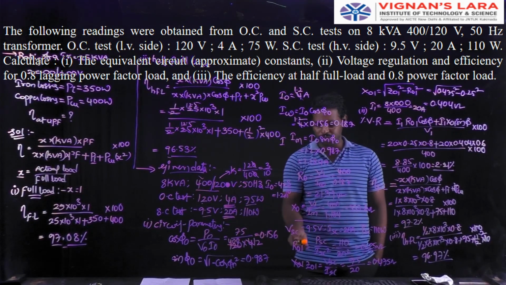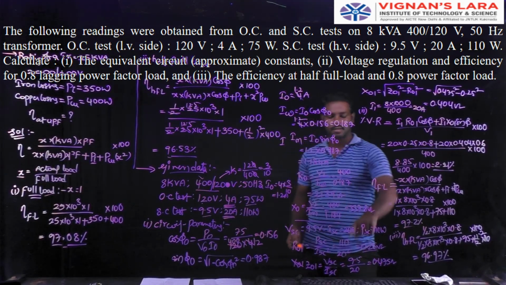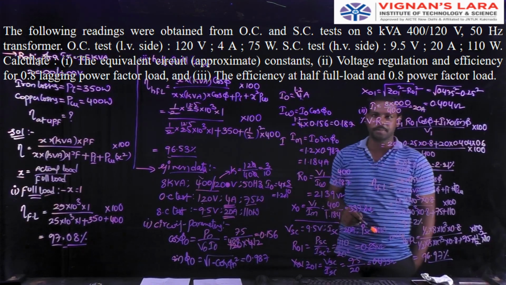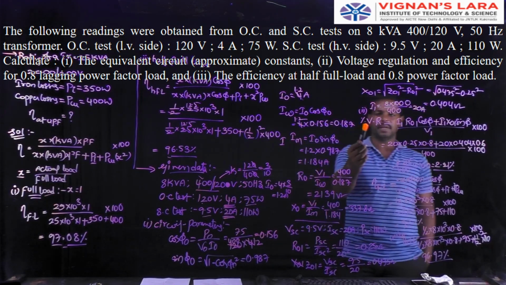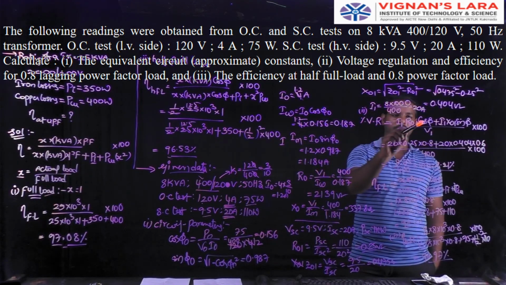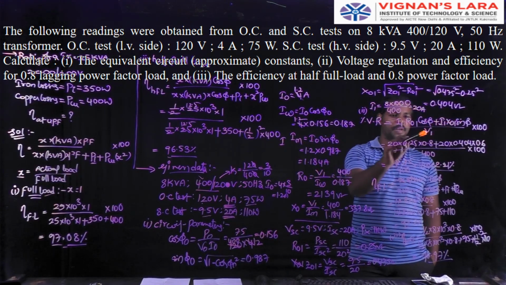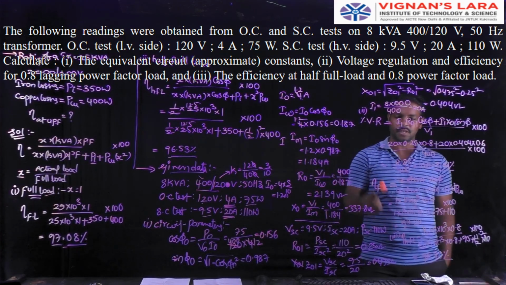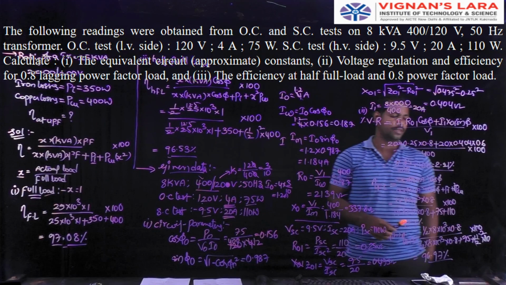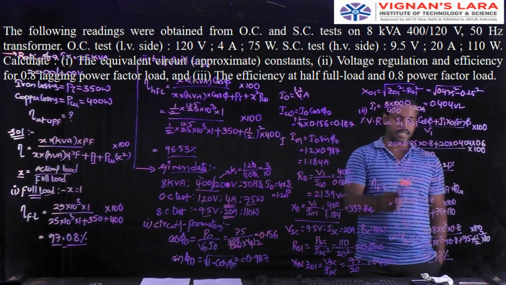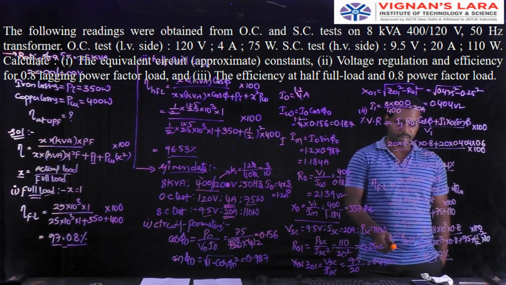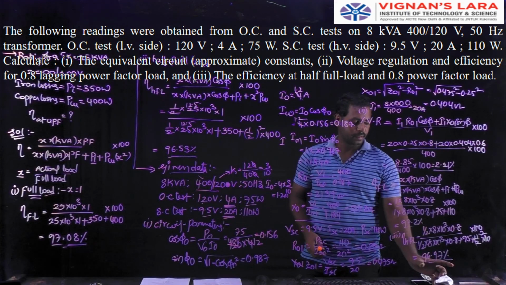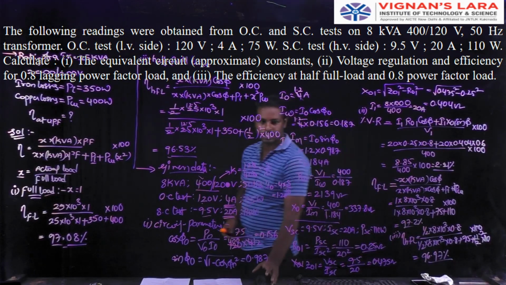By using the short circuit test, we get R01, Z01 and X01. I1 is equal to 8 into 1000 by 400, which is 20 amperes. The percentage of voltage regulation is equal to I1 R01 cos phi plus I1 X01 sin phi by V1, into 100. Substituting all the parameters, the percentage of voltage regulation at lagging power factor is 2.21%. The efficiency at full load is 97.2%, and at half load we get 96.97%, about 97%.